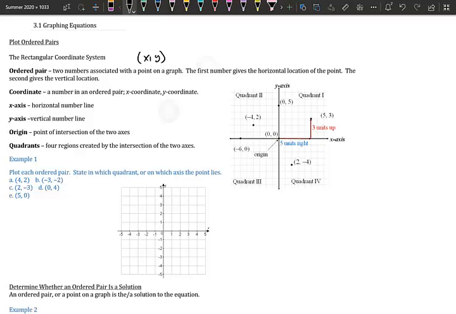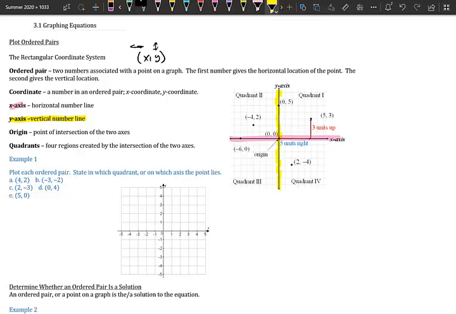So for x, don't we go left and right? And for y, we go up and down. So a coordinate is a number in an ordered pair. So you have the x coordinate and y coordinate. Your x-axis is the horizontal number line. So our x-axis is this one, the horizontal number line. And then the y-axis is the vertical number line. So this one right here. Everything is labeled as well on the graph.